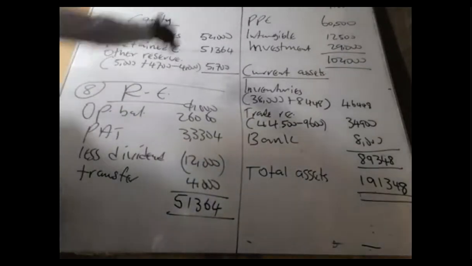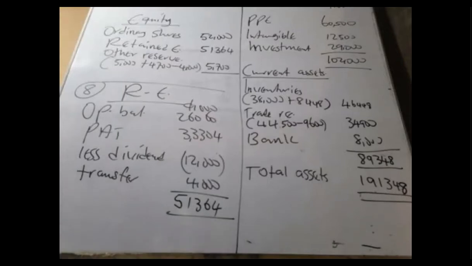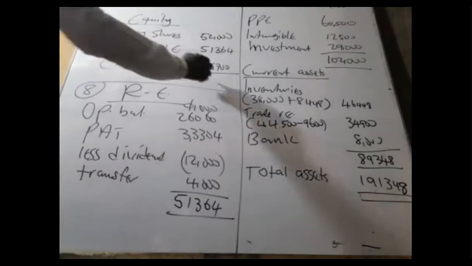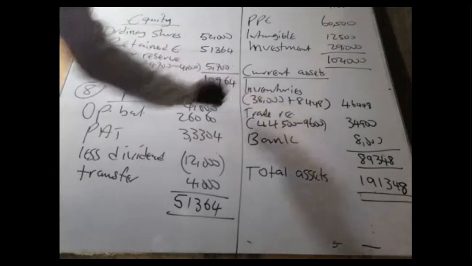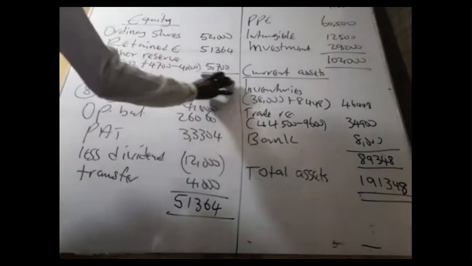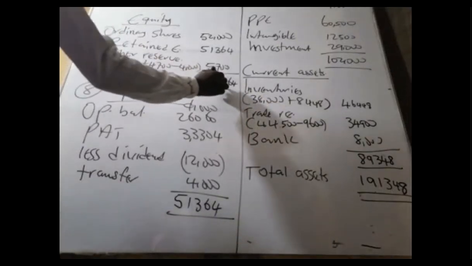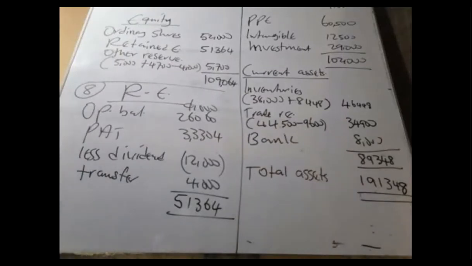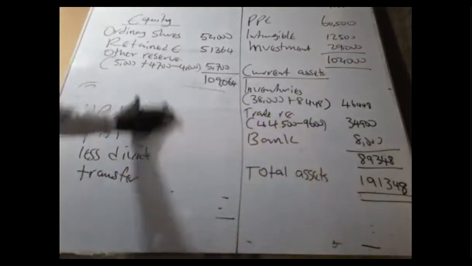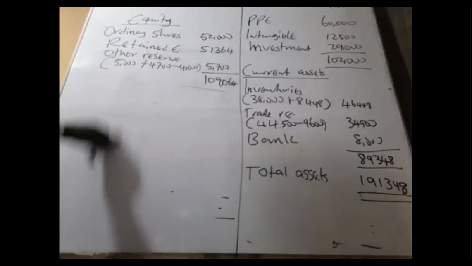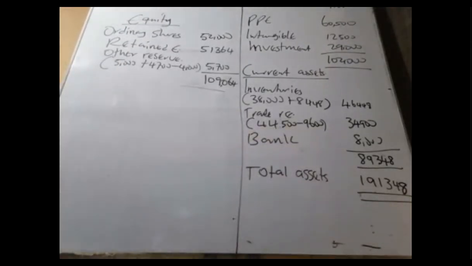I'm about to take it off if I'm done calculating this. So let's start the calculation. Let's get the total equity. We are just recasting the figures again. Total equity of 52,123 plus 51,364 plus 5,700 gives 109,064. Good. So now let me take the equity from there. The retained earnings. Let me go back. Did I get it correct?